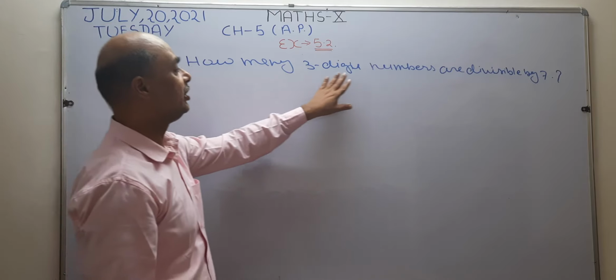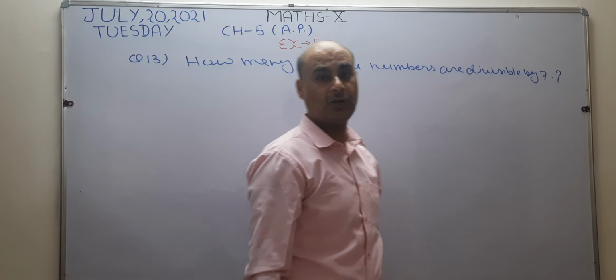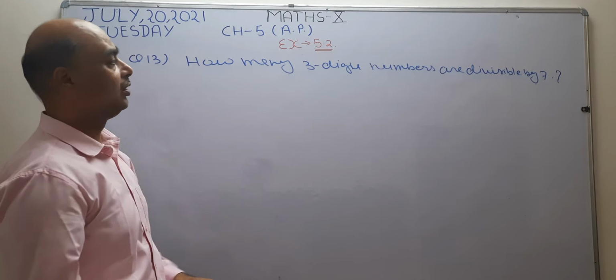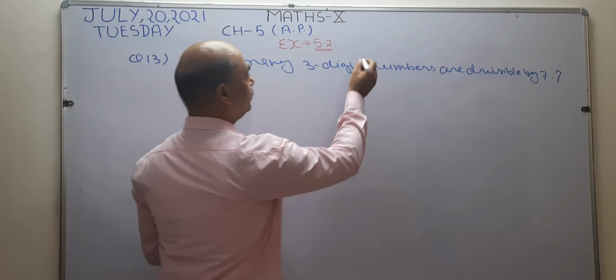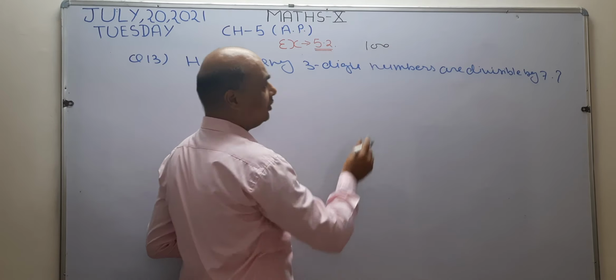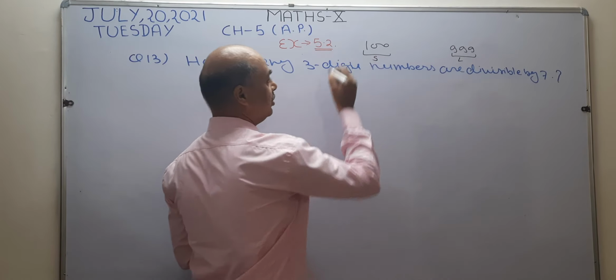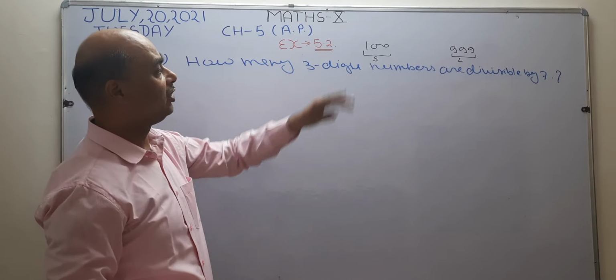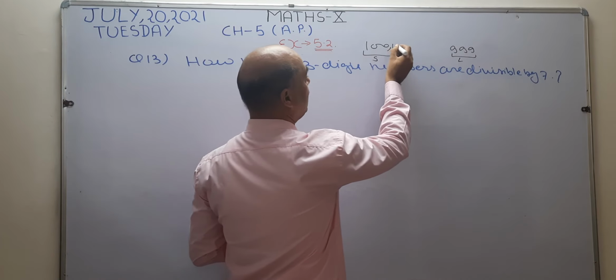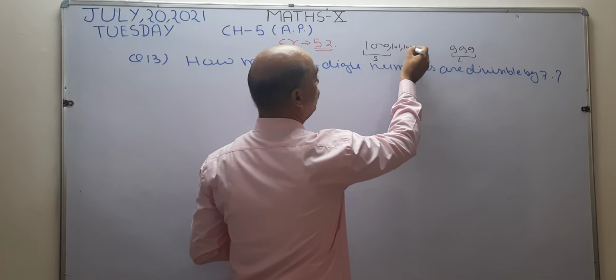How many 3-digit numbers are divisible by 7? The 3-digit numbers start from 100. This is the smallest 3-digit number. What is the largest 3-digit number? 999. 999 is the largest 3-digit number, and this is the smallest. Between these two numbers, so many numbers are there: 101, 102, like this. The second last term can be 990, and so many terms are there.